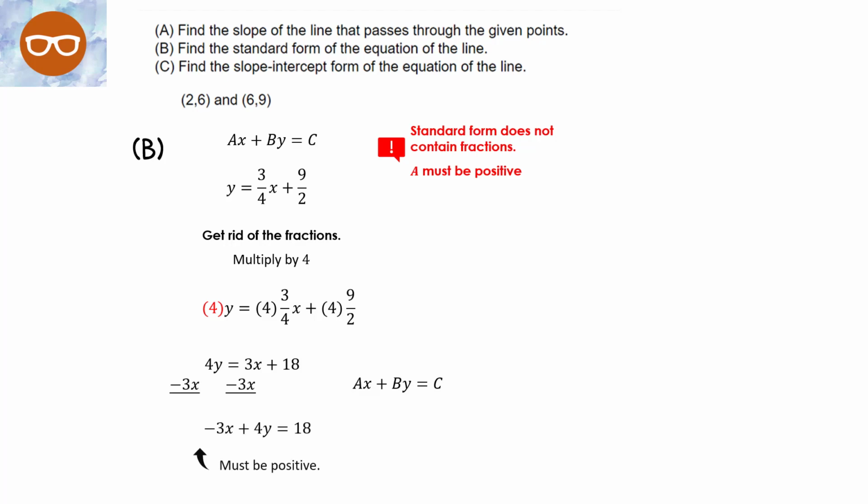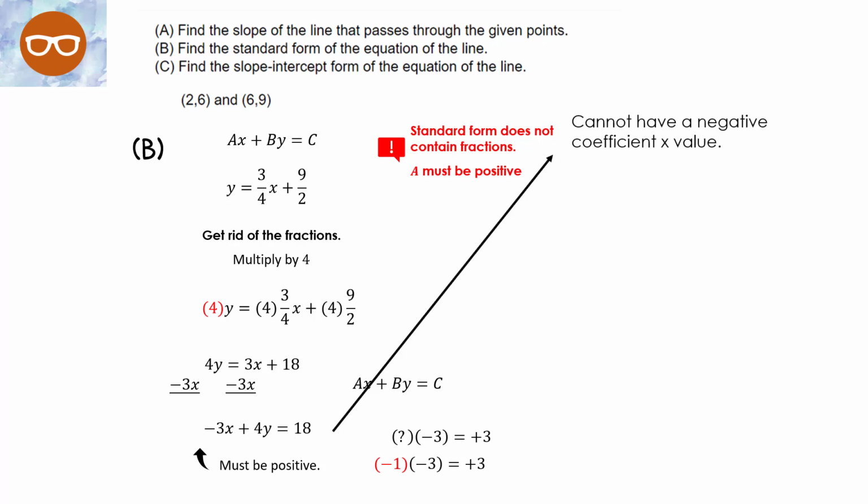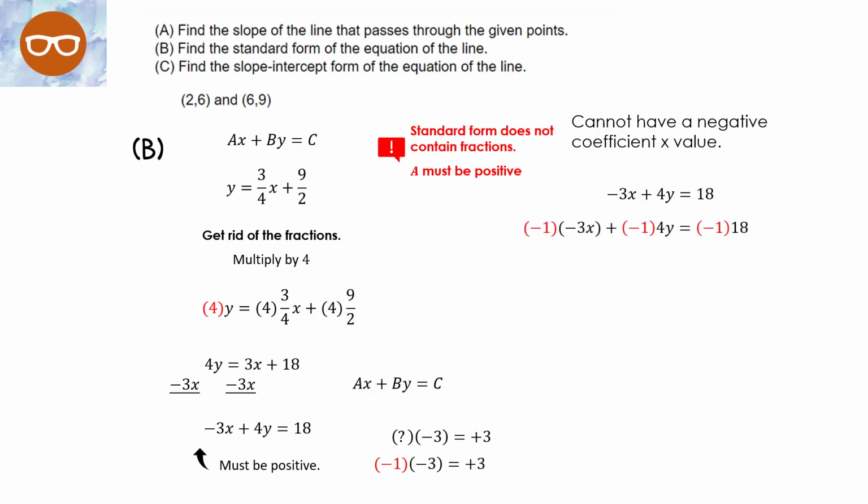But now we have a problem because negative 3 has to be positive. How exactly am I going to make negative 3 a positive? Well, what times negative 3 is positive 3? Negative 1. The coefficient, remember, of the x value cannot be negative, so we're going to multiply everything by negative 1. So negative 1 times negative 3x is 3x. Negative 1 times 4y is negative 4y, and negative 1 times 18 is negative 18. This turns out to be standard form.